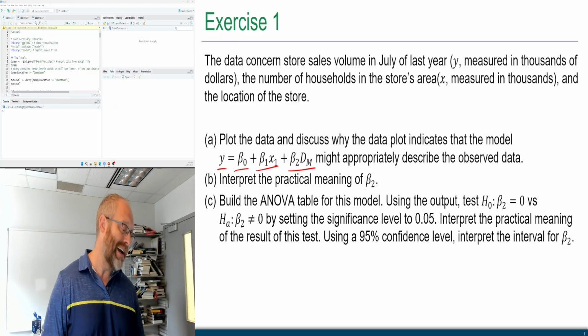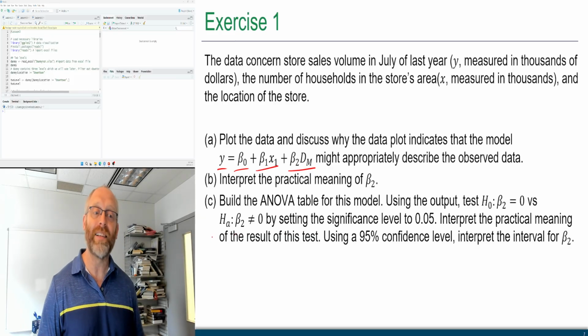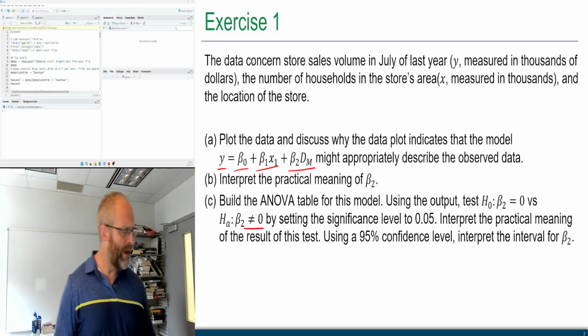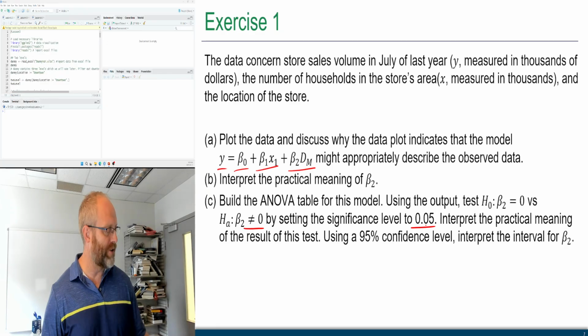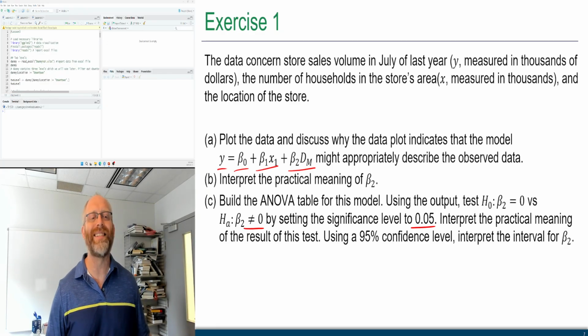And we don't care if that difference is positive or negative. Again, this is how that intercept is going to change. We're just saying it's not equal to 0. So we're going to set alpha, or the significance level, to 0.05, and again interpret the practical meaning of the results of this test. Whew, that was a lot of things to say.